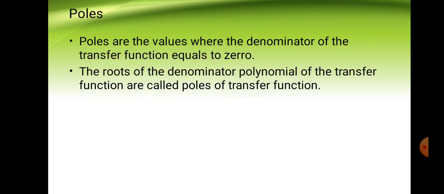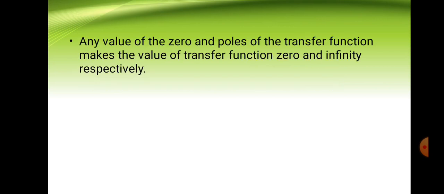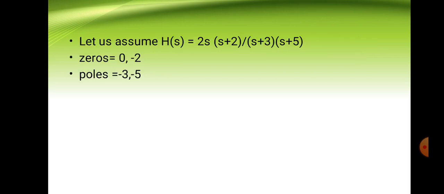Poles. Poles are the values where denominator of the transfer function is equal to 0. The roots of denominator polynomial of the transfer function are called poles of transfer function. Zeros are the values where numerator of the transfer function is equal to 0, or the roots of numerator polynomial of the transfer function are called zeros of the transfer function. Any value of the zeros and poles of the transfer function make the value of transfer function 0 and infinity respectively. Let us assume that H(s) is equal to 2s(s+2) divided by (s+3)(s+5). Here zeros equal 0 and -2, and poles equal -3 and -5.